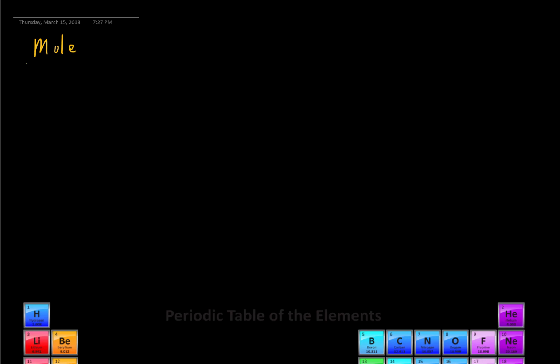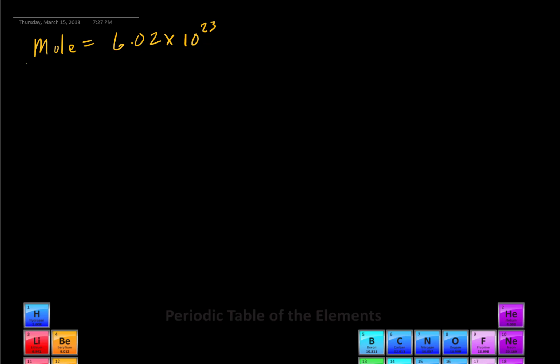All right, now here is the definition of the mole. Okay, get ready for it. Wait for it. It is 6.02 times 10 to the 23rd. It is simply a number. That's all it is. It's a number that means 6.02 times 10 to the 23rd.